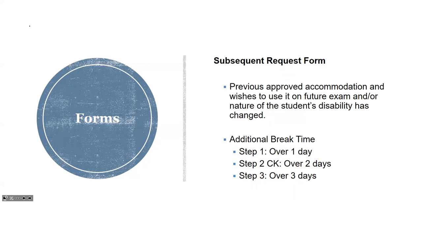This is also the form to use if the request is for a new or different accommodation due to a change in the nature or extent of a student's disability. They complete this form and provide information. I would suggest a new personal statement to describe what's changed and new supporting documentation from providers to support the new request.